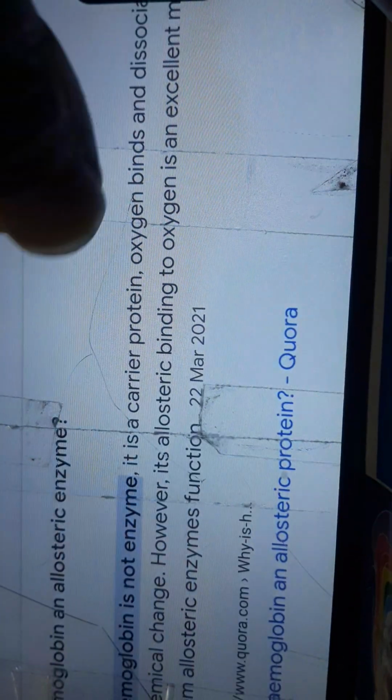Is hemoglobin an allosteric enzyme? No, hemoglobin is not an enzyme, it is a carrier protein. Oxygen binds and dissociates without any chemical change. However, its allosteric binding to oxygen is an excellent model for how K-system allosteric enzymes function.